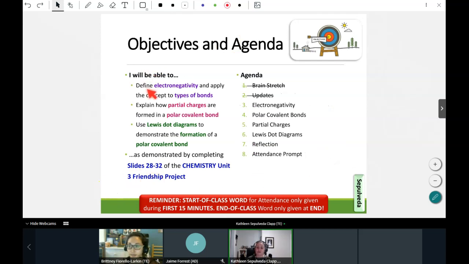All right, today we're going to define electronegativity and apply the concepts of types of bond. We're going to explain how partial charges are formed in a polar covalent bond. We're going to use Lewis dot diagrams to demonstrate the formation of a polar covalent bond. And we're going to do this all through our slides 28 and 32.